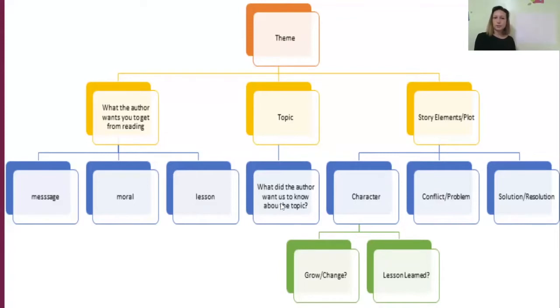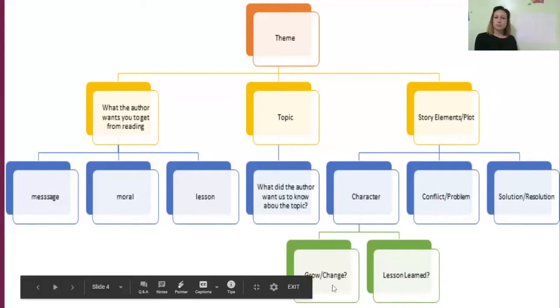I have a typo right there, sorry about that. And story elements, you're considering the story elements in the plot. The plot is the events in the story, including the conflict and the resolution. So looking at the character, did the character grow or change? Was there a lesson the character learned? The conflict and the problem, and the solution or the resolution, how did the story end up?